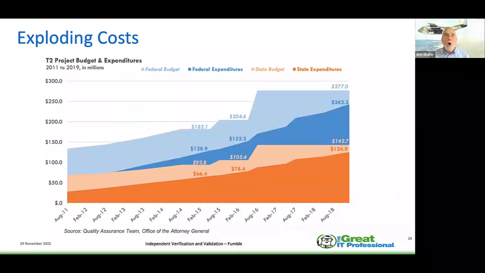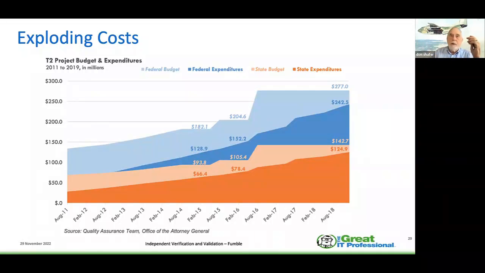So here are the exploding costs. You can see federal budget, federal expenditures, state budget, and state expenditures. This was accumulation as you went along, how much they were spending. Again, you can see it was fairly high growth. Starting in August of 2011, this was supposed to have been a 4-year project, 4 years at the most. So by 2015, it was supposed to have been done. It was not even close. In fact, they didn't even have the designs complete by 2015.